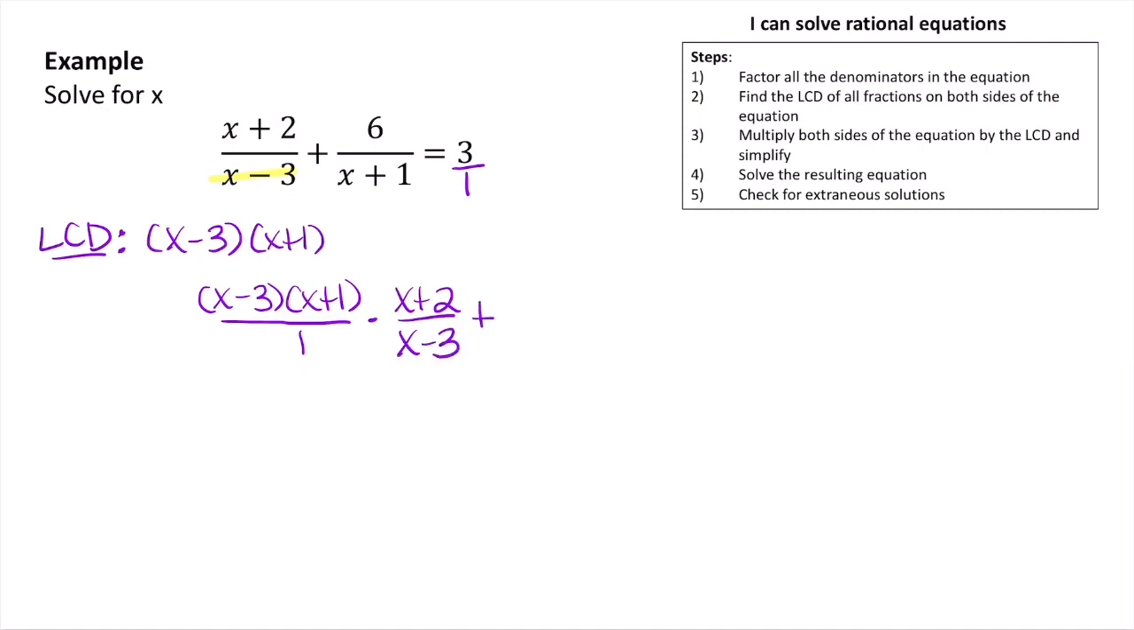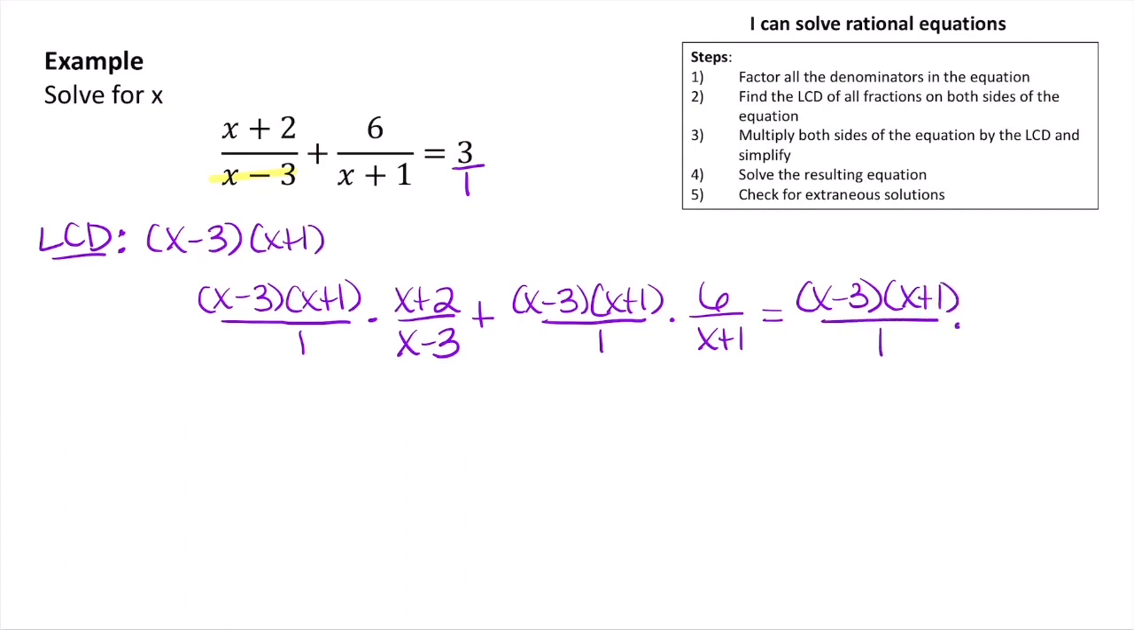Then we go to the next term. Once again, I'm going to multiply x minus 3 times x plus 1, over 1, by 6 over x plus 1. And then I need to multiply the right side also, because when I'm multiplying an equation by something, I have to multiply every single term by it. So you see here, I've taken this equation and multiplied every single term by x minus 3 times x plus 1 over 1. This term is here, this term is here, and on the right side of the equal sign, I have, once again, x minus 3 times x plus 1.